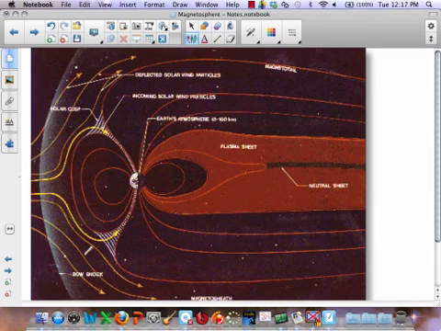But now we get to answer the question, so then how do we get the auroras? How does the magnetosphere play a role in how we get the auroras? Well, the magnetosphere does a really great job at deflecting the sun's energy, but it can't deflect everything, right?